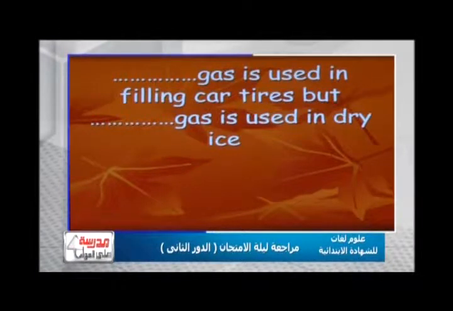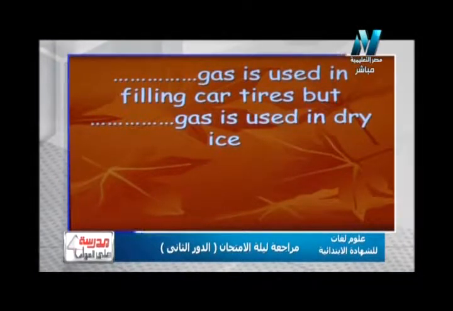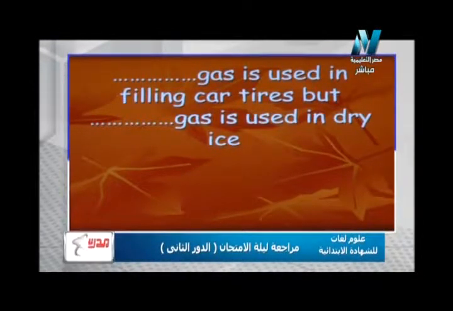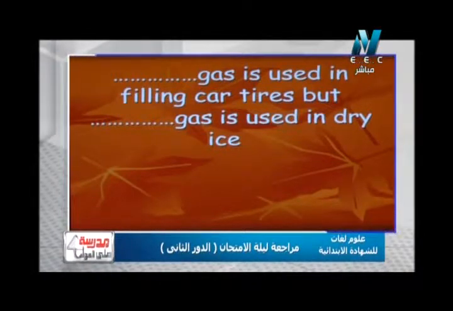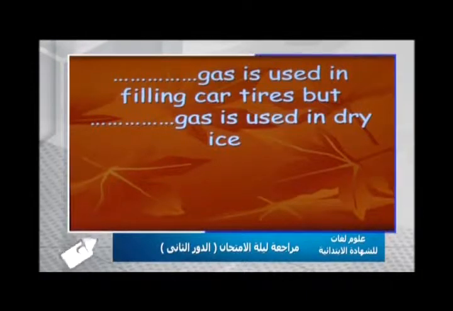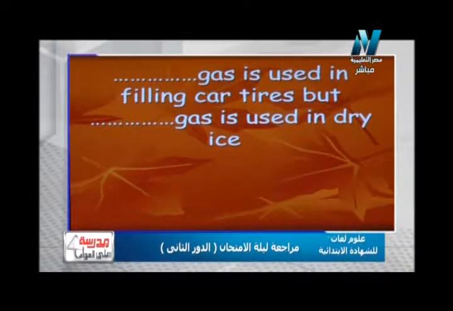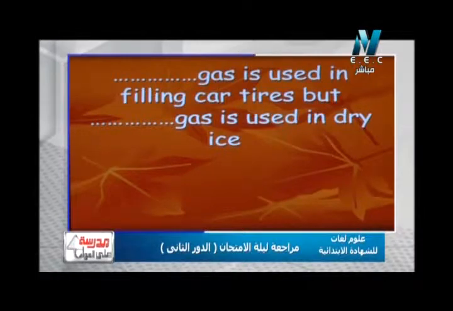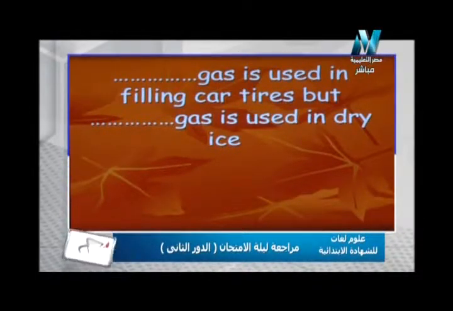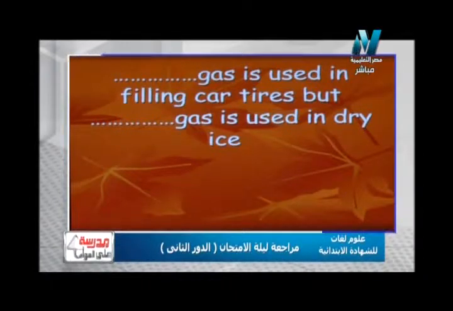The question says that point gas is used in filling car tires, but point gas is used in dry ice. We have studied three gases in the first term, which are oxygen, carbon dioxide, and nitrogen gas. So let me remind you, what is the gas which is used in car tires? Surely it will be the gas which isn't affected by the change in temperature. Sure, it will be nitrogen gas.